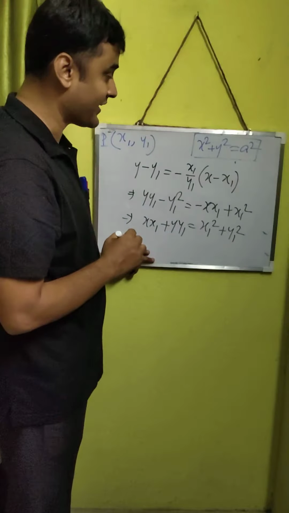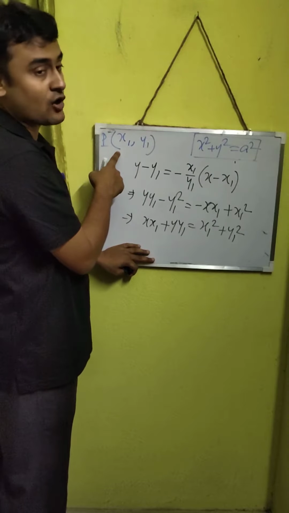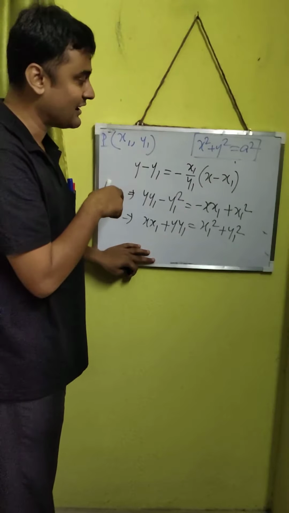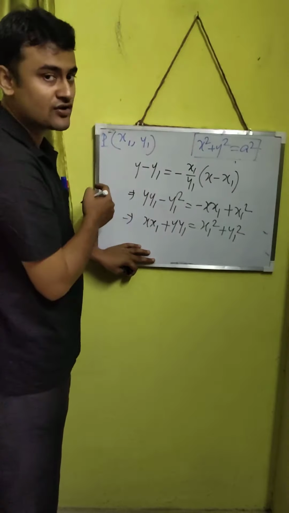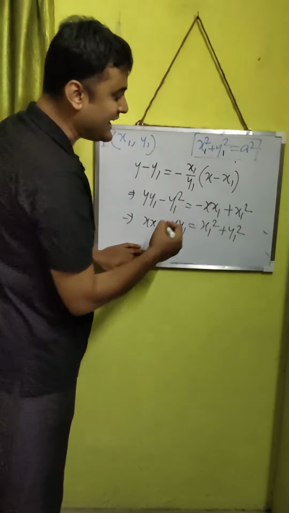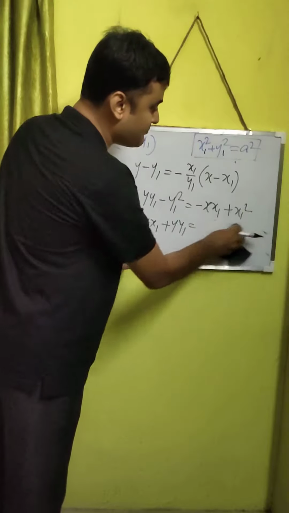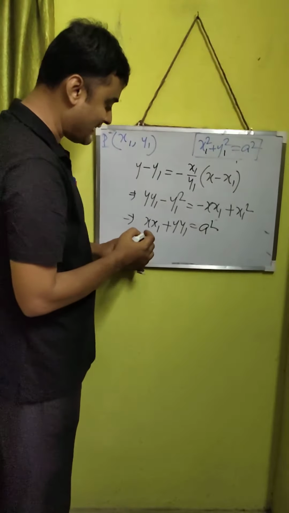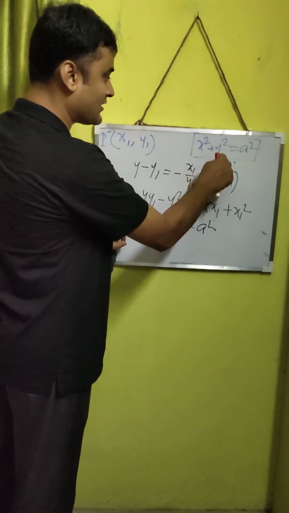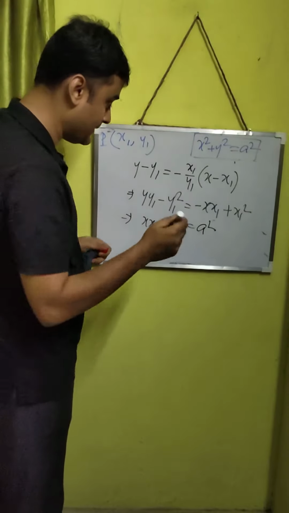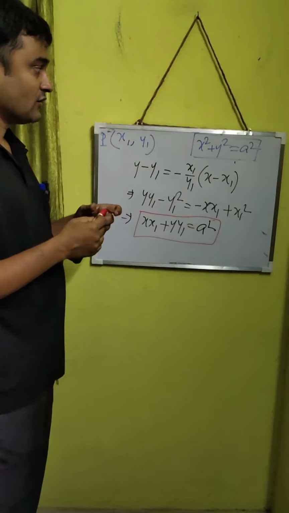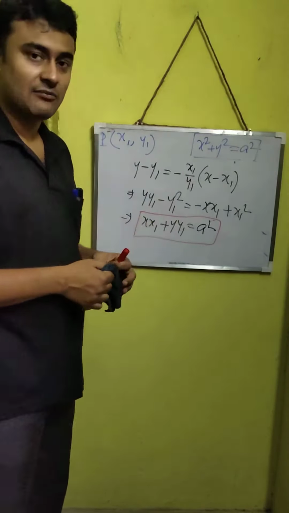Now here comes the most interesting part. P is situated on the curve. That means P is situated on the circumference of this circle in this particular example. That means this point will satisfy this equation. That means x1 square plus y1 square will be a square. So this gets replaced by a square. So that is your equation of the tangent to this curve, x square plus y square equal to a square, at this particular point. Now this is a very classic and very simple example to begin with.